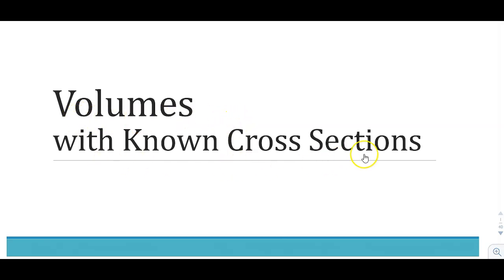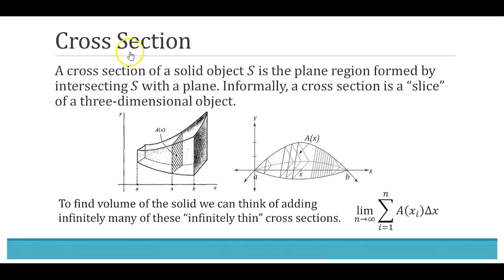Volumes with known cross-sections. Cross-section. A cross-section of a solid object S is the plane region formed by intersecting S with a plane. Informally, a cross-section is a slice of a three-dimensional object. This is probably best understood by looking at a picture.